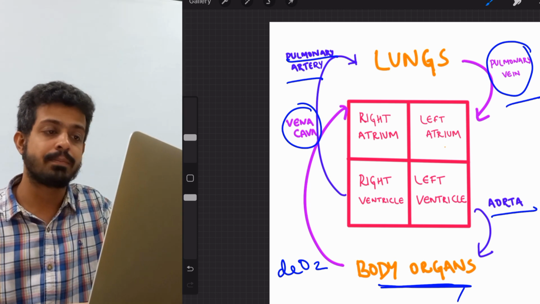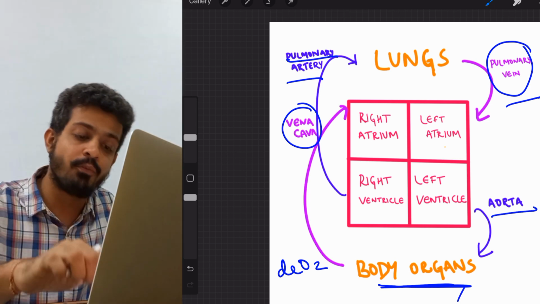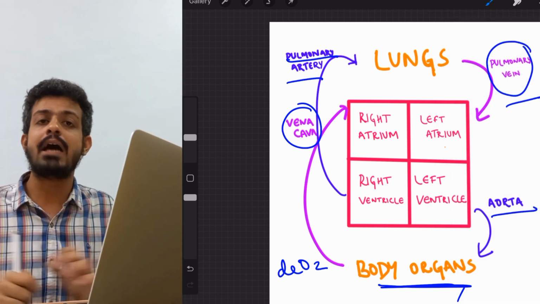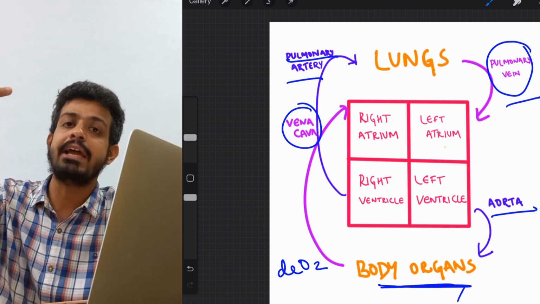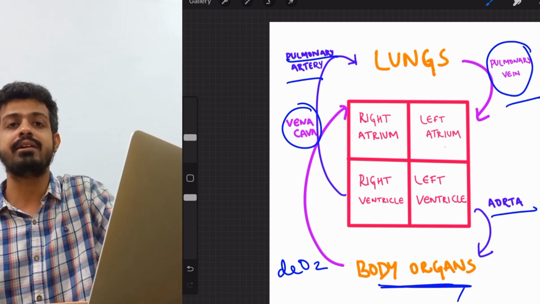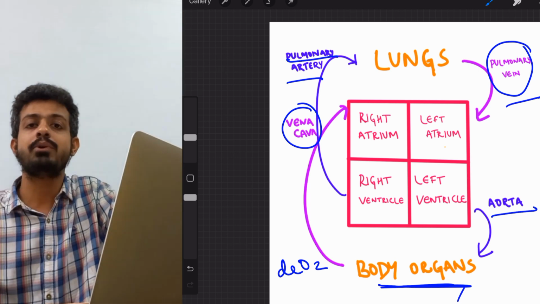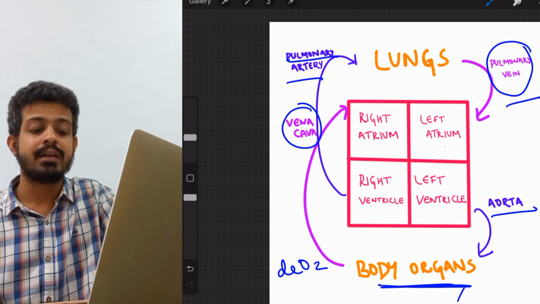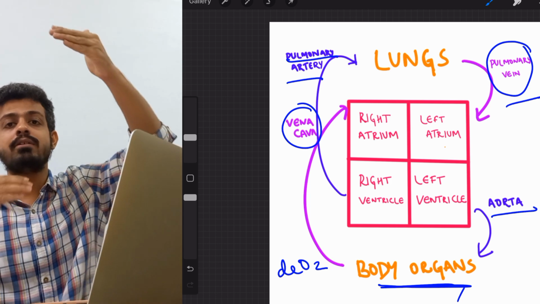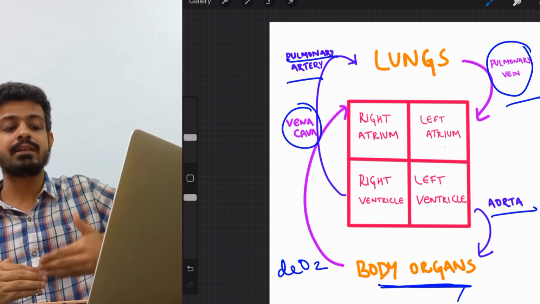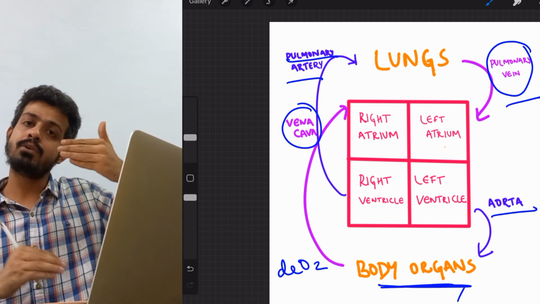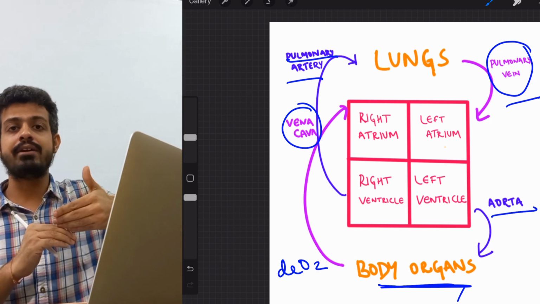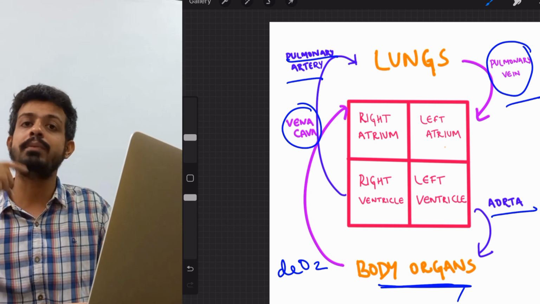Now there are valves which prevent the backflow of the blood. When the blood is traveling from left atrium to the left ventricle and right atrium to the right ventricle, there should not be any backflow of the blood. That means the blood should follow this path: left atrium, left ventricle, to the body parts, and then from the body organs, right atrium, right ventricle, and then to the lungs. There should not be any backflow.